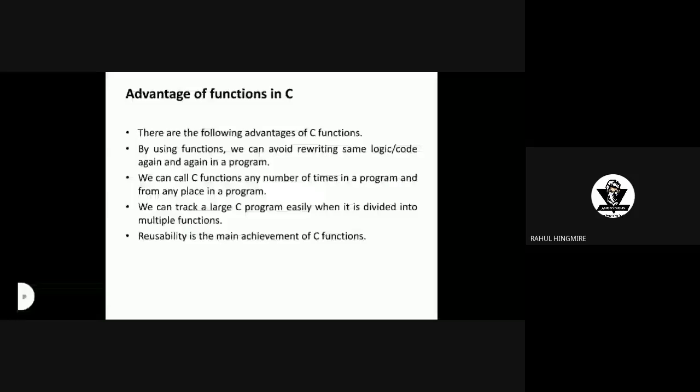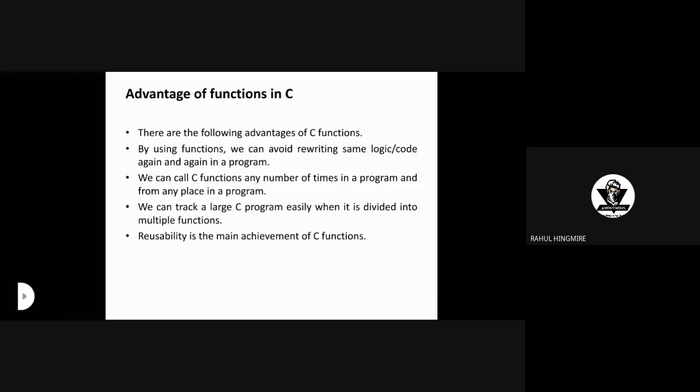The second advantage is what? We can call a C function any number of times in a program and from any place. You can call that function any number of times, no issue. किती वेळा कॉल करायचं डिपेंड्स ऑन यू. तुम्हाला जिथं जिथं तो कोड एक्झिक्यूट करायचा आहे तिथं तिथं फक्त तुम्हाला ते फंक्शन कॉल करावं लागेल. किती वेळा तुम्ही ते फंक्शन कॉल करू शकता. तेच लॉजिक परत लिहायची गरज लागत नाही.